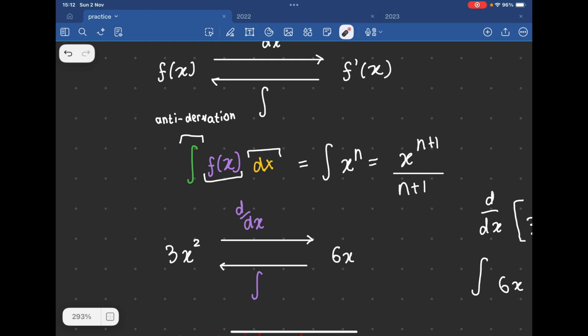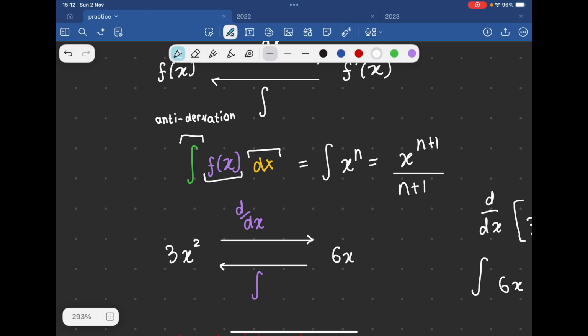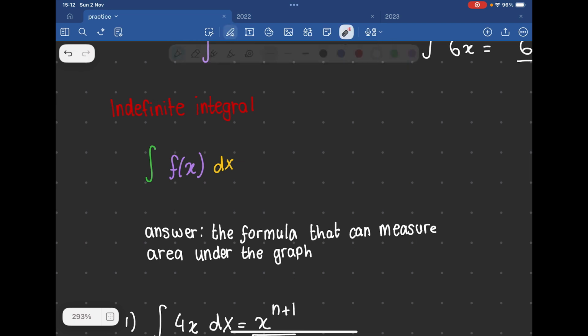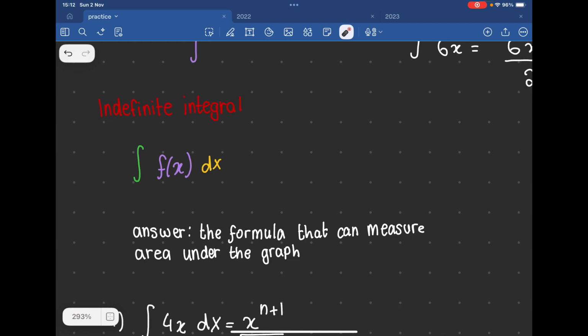Now, we have two different types of integrals. We have indefinite integrals and we have definite integrals. And they have two slightly different ways in which you compute the integral. So, I'm going to start off by helping you understand an indefinite integral. This is the layout of it. We just have the antiderivative sign, we have our function, and we have dx, exactly like we saw before. And what does an integral actually tell us? For an indefinite integral, it gives us the formula in which we can find the area underneath a graph.